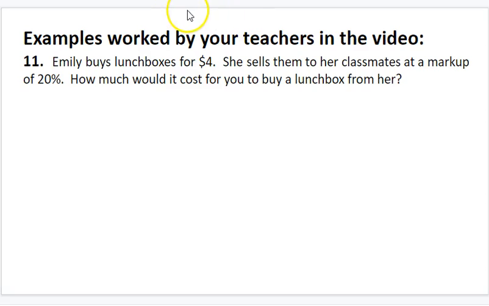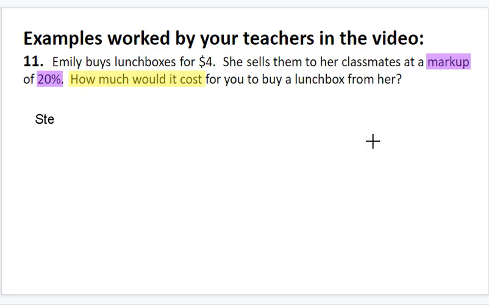So first of all, I'm going to look for my keywords. I'm going to get my highlighter. I see that it is a markup. And I see I'm marking it up by 20%. But I also need to know, well, what is the actual question, okay? So it says, how much would it cost? That means I want the total amount for that lunchbox after the markup, okay? So let's go through our steps to work this out.